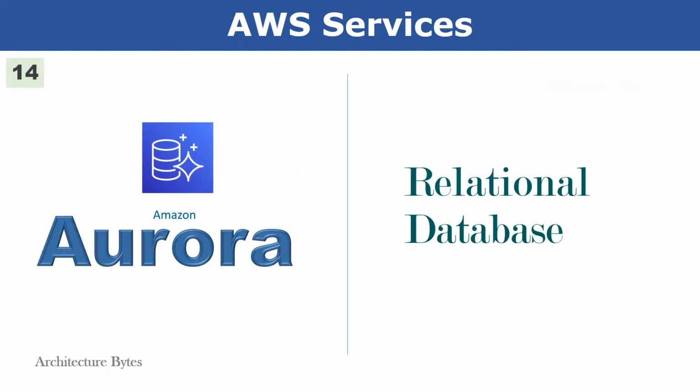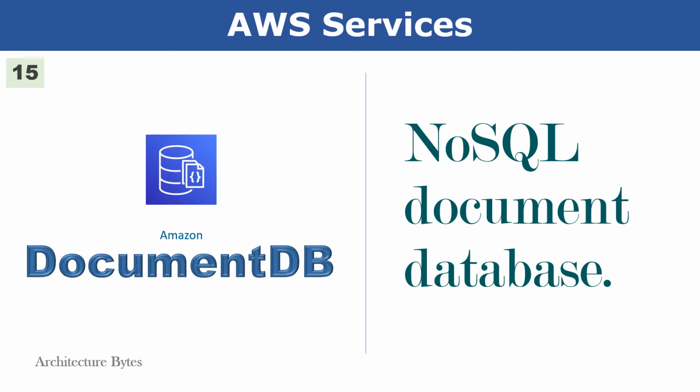Aurora is a relational database from AWS with full MySQL and Postgres compatibility. DocumentDB is a NoSQL document database. It stores JSON documents and is MongoDB compatible to an extent.